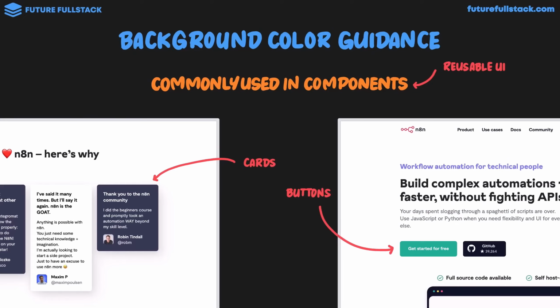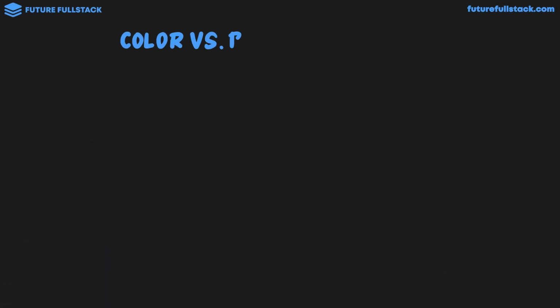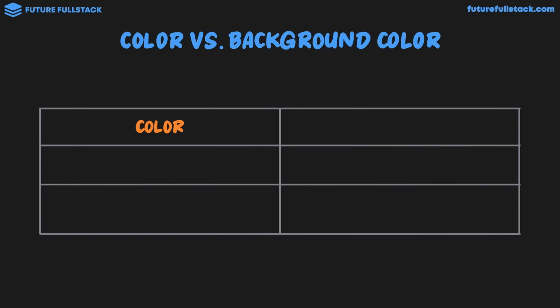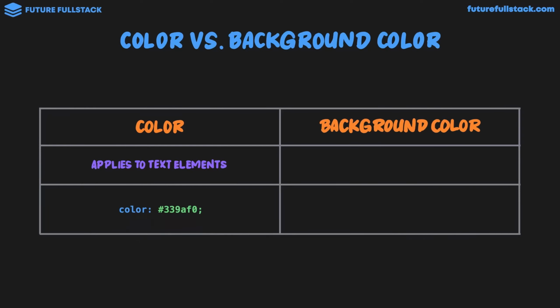Now I want to quickly compare color and background color, because sometimes it can be a bit confusing. So starting off with color. Color applies to text elements, and the CSS property looks like this. Background color applies to the background of an element, and the syntax looks like this. So just keep in mind, color is for text, and background color is for the background of an element, and it's applied to the element and any padding if it's present.